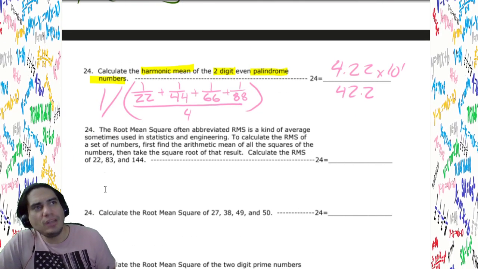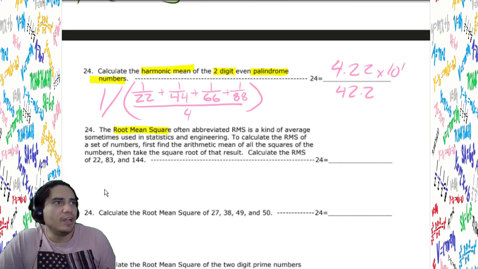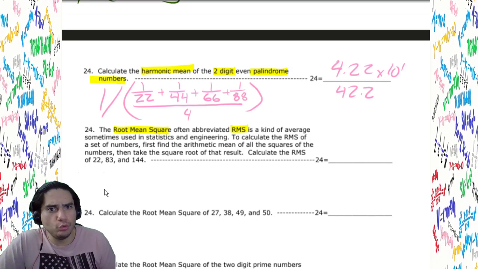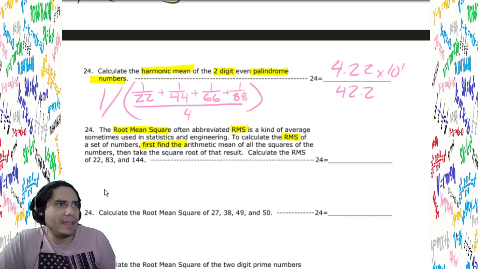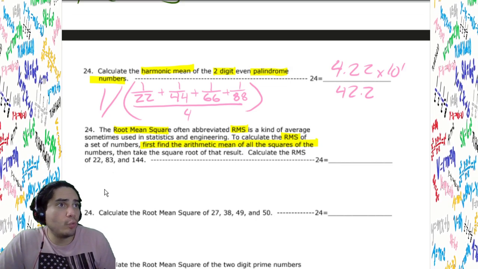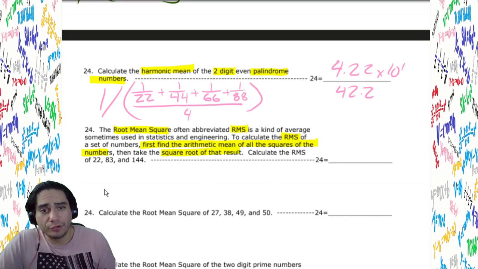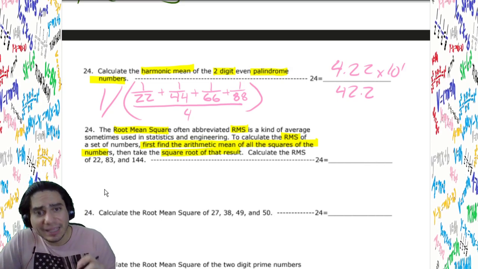So what we got to do now, we're going to go ahead and take a look at something called the root mean square, often abbreviated as RMS. It's a kind of average that we use sometimes. To calculate the RMS, first, find the arithmetic mean of all the squares of the numbers, and then take the square root of that result. So we gotta do the squares of the numbers, find the mean, and then square root the answer.